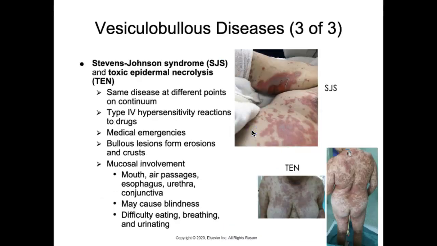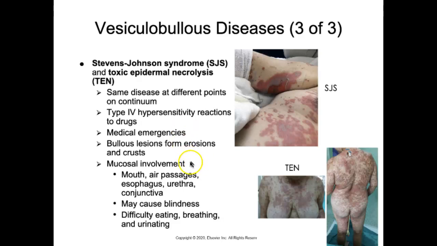Next up, we have Stevens-Johnson syndrome, SJS, and toxic epidermal necrolysis, or TEN. This is the same disease at different points on the continuum. So to differentiate them, we look at the clinical presentation and the severity, but both of them are going to be type 4 hypersensitivity reactions to drugs and are medical emergencies. So first, we start to see these patients have fevers, headaches, malaise, a sore throat, and cough, and develop bullous lesions that can then form erosions and crusts when they rupture.